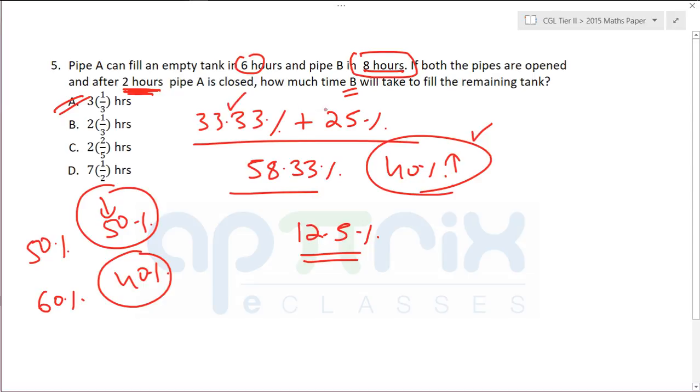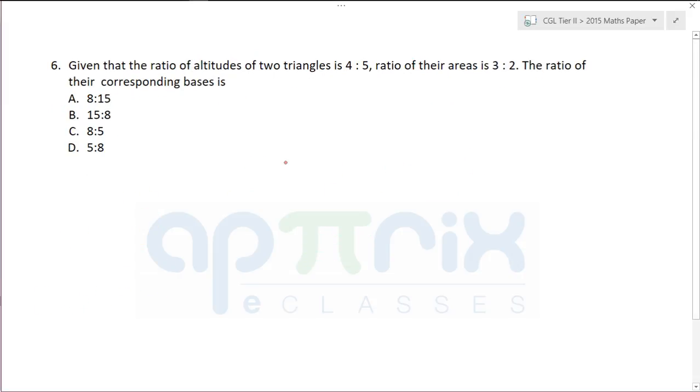You will mentally think 33, you mentally think 25, 58, roughly a little over 40, 12.5, 3 point something. That's it. Over, right? Moving to the next question.